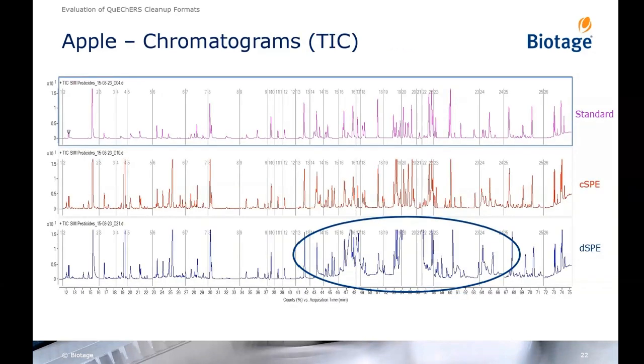And so it tells the same story. I mean, no matter what matrix we're looking at, we're seeing the same story. We're getting a cleaner extract from the actual cleanup procedure using CSPE versus dSPE. And in this case, it's again in that same region, very similar region. And this is why, with the data, we're able to quantify more analytes compared to the dSPE.